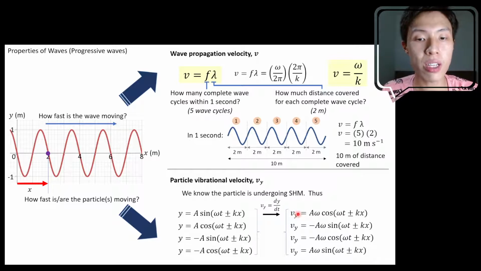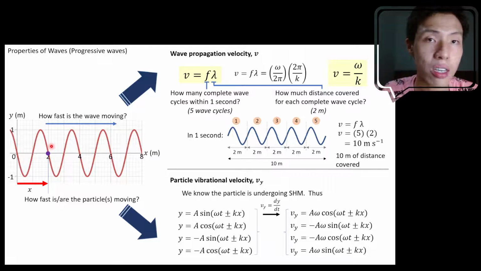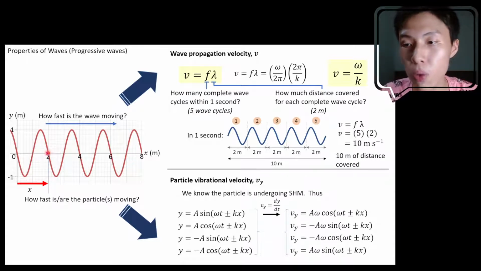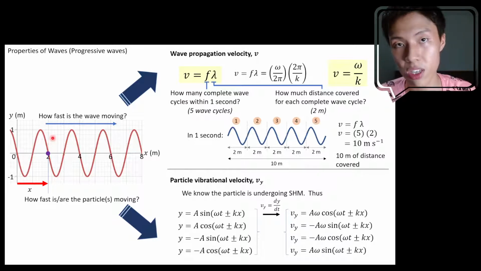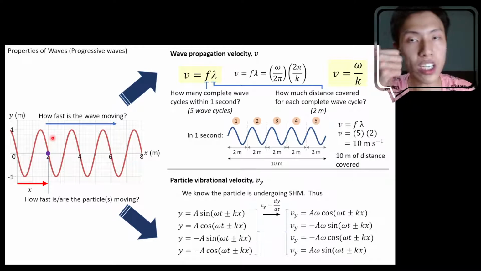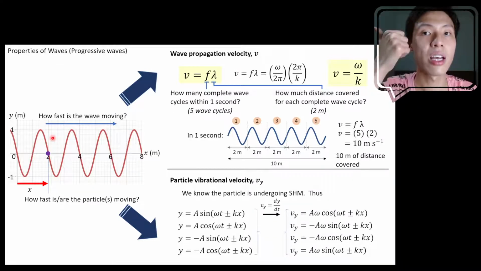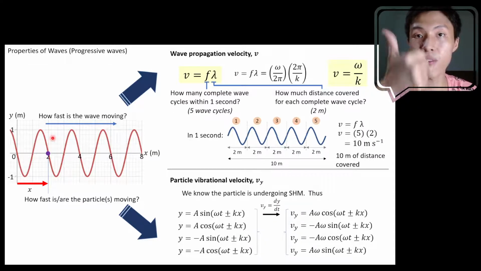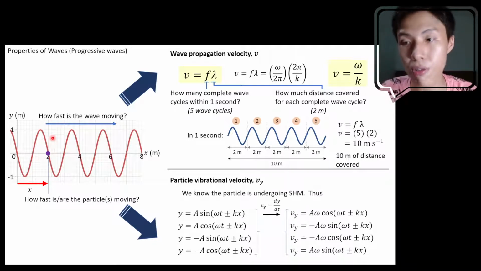Another way of determining particle vibrational velocity is to ask what the particle's vibrational velocity is when the particle is 0.5 meter away from the equilibrium. When the particle has moved up until this point, what is the vibrational velocity? That's another way of asking. Previously I asked which particle at what position, then what time are you interested in? I give you a position, I give you the time, you find me the velocity.